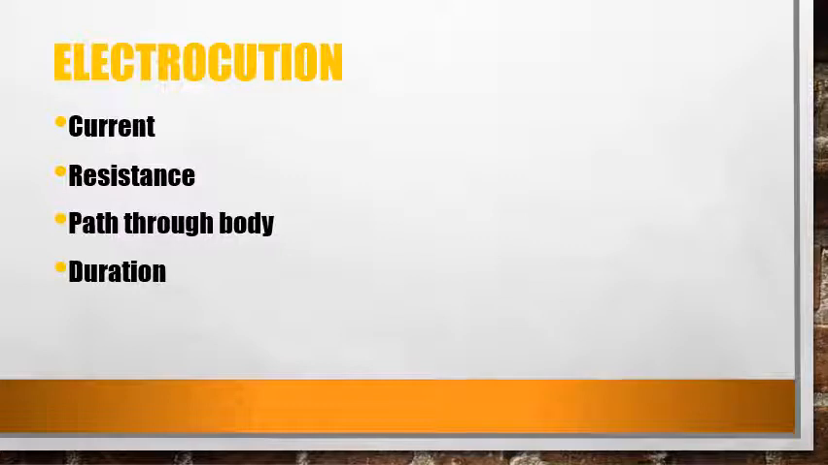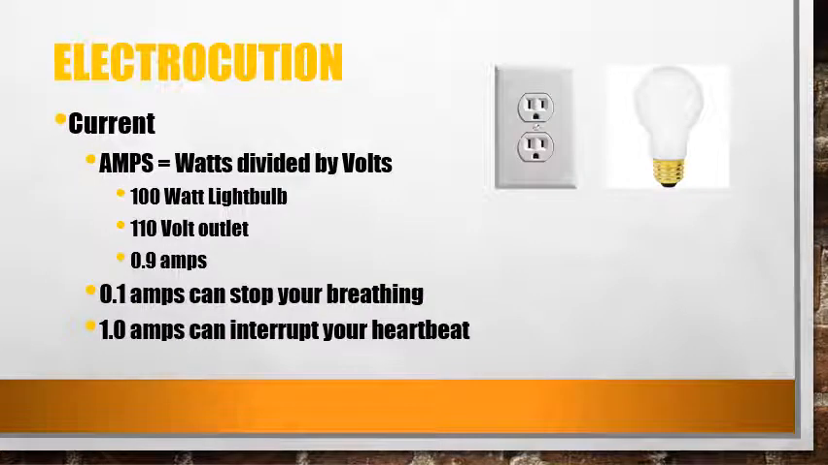Electrocution is when an electrical shock is sustained by the body to the point where the current, the resistance, the path through the body, and the duration cause death. Current is the amps of the electricity. Amps is the watts divided by the volts. A 100-watt light bulb, for instance, attached to a 110-volt outlet, is pulling 9/10 of an amp.